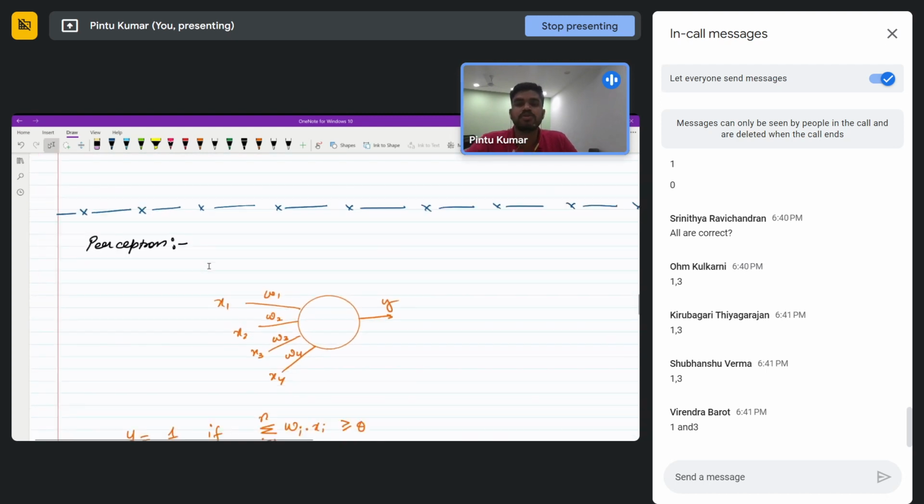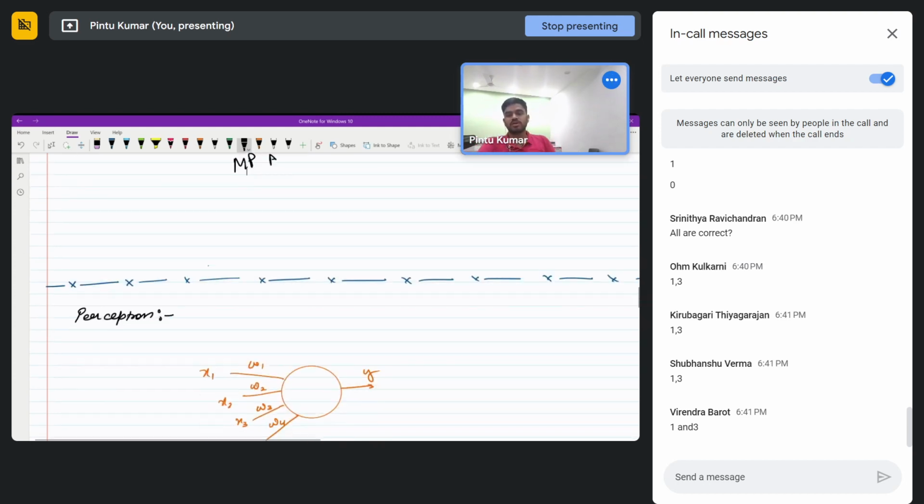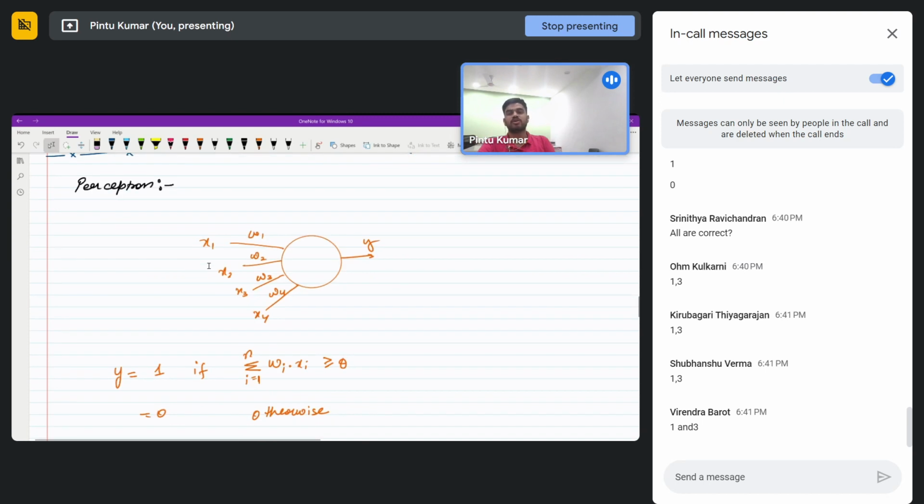So this was the MP neuron. These are not being used in current deep learning models. What is being used as a component of current deep learning models is something known as the perceptron. Another name for deep learning models is multi-layer perceptron, as some of you might know. If you understand the perceptron, you just need to take multiple layers of it and you'll get deep learning.